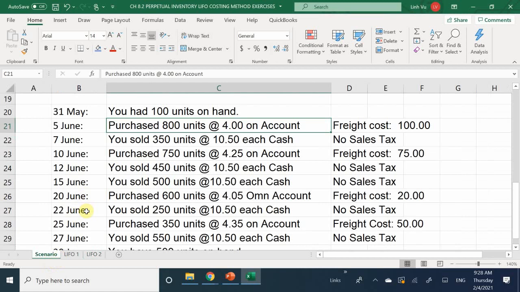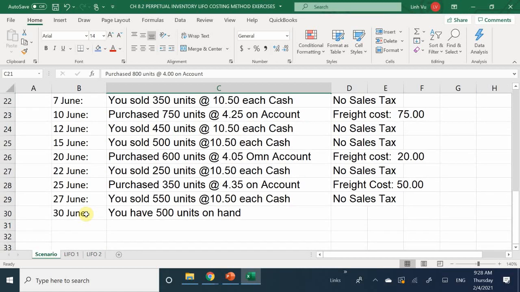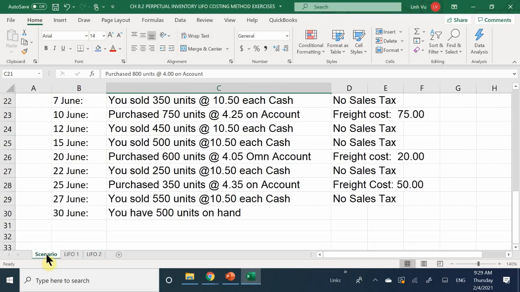So then what has happened next on June 20th? You purchased another 600 units at 4.05 and $20 freight. Good. So let me come here. All right. So we said this was on June 20th. We purchased another 600 units at $4.05 with a freight of 20. I'm going to double confirm that. June 20th, purchased 600 at 4.05 with a freight of 20.